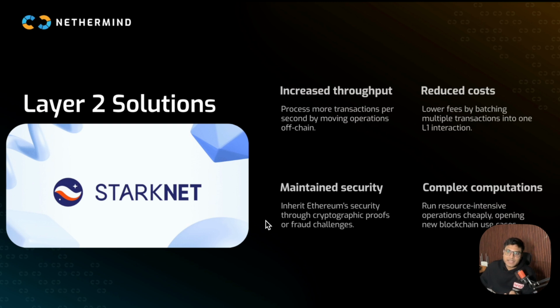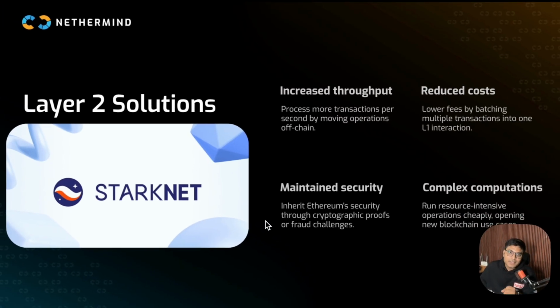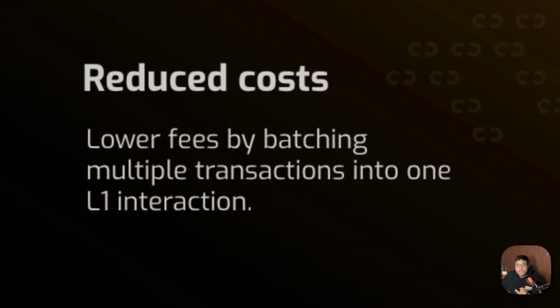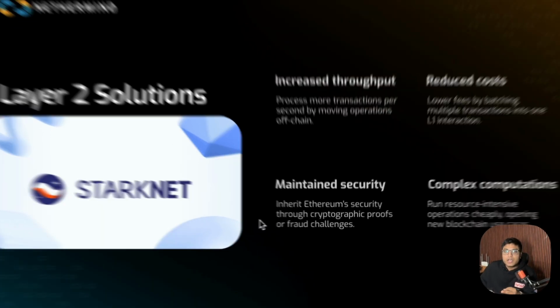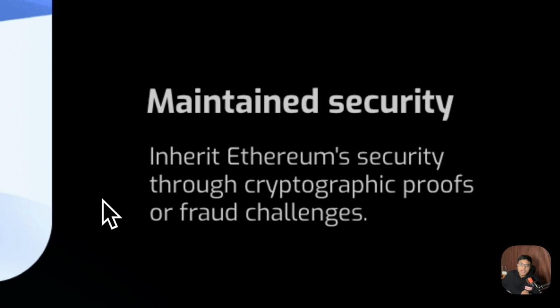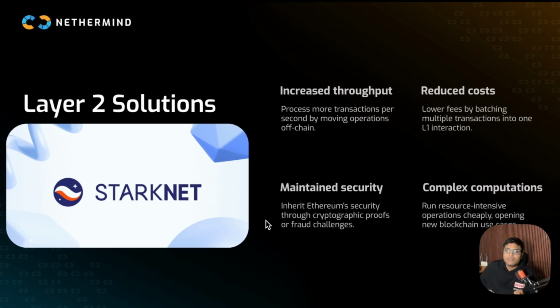They address these challenges in four key ways. First is increased throughput. Layer 2s process more transactions per second by moving operations off chain. Second is reduced cost. They lower fees of the transactions by batching multiple transactions into one L1 interaction. Third comes the maintained security. Layer 2s inherit Ethereum's security through cryptographic proof generation, which in case of StarkNet is specifically called a validity proof.